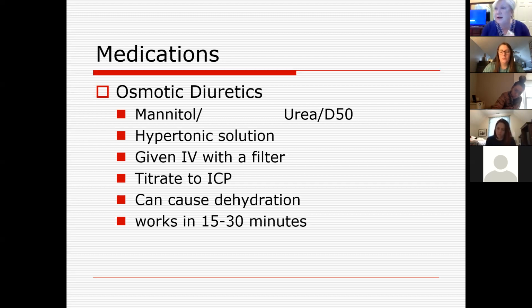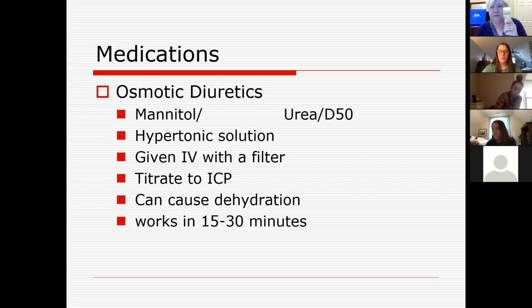And then we're going to watch their ICP. It's a very potent drug. And so their ICP, we can watch it if they have a monitor in. If they don't, we have to watch their blood pressure because it is a diuretic and it can make them drop their blood pressure. It'll start working in about 15 to 30 minutes. But it is the diuretic of choice to lower somebody's ICP.